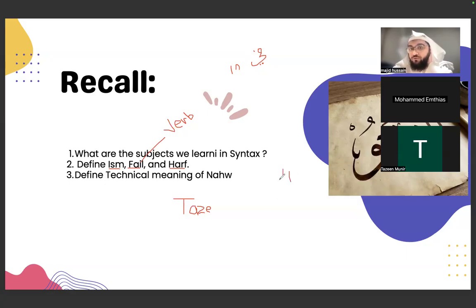Alhamdu, for example, the ayah in the Quran, Alhamdu. This exact dhamma on the dal helps me decide that this is a noun and what meaning it's producing here. So, in the Arabic language, whatever the harakat is on the last letter, it plays a big role in defining the word's meaning.